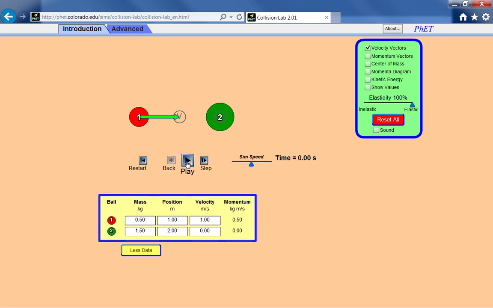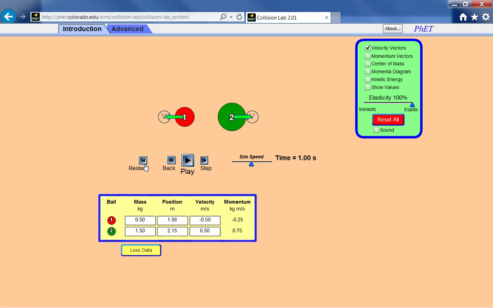And when I hit play and have them interact, they are now both moving. And the momentum of the red one is negative 0.25 kilogram meters per second, whereas the green one has a velocity of 0.5 meters per second, which makes a momentum of 0.75, and the total momentum is still 0.5 kilogram meters per second.